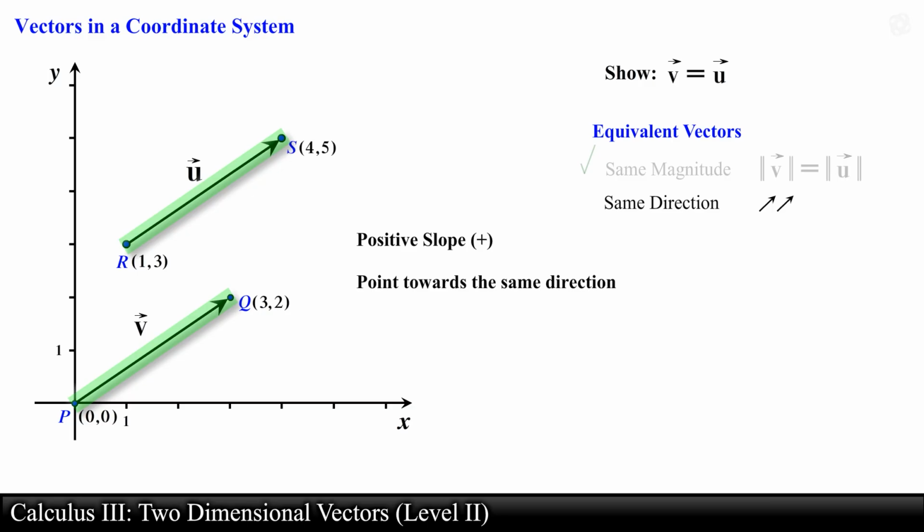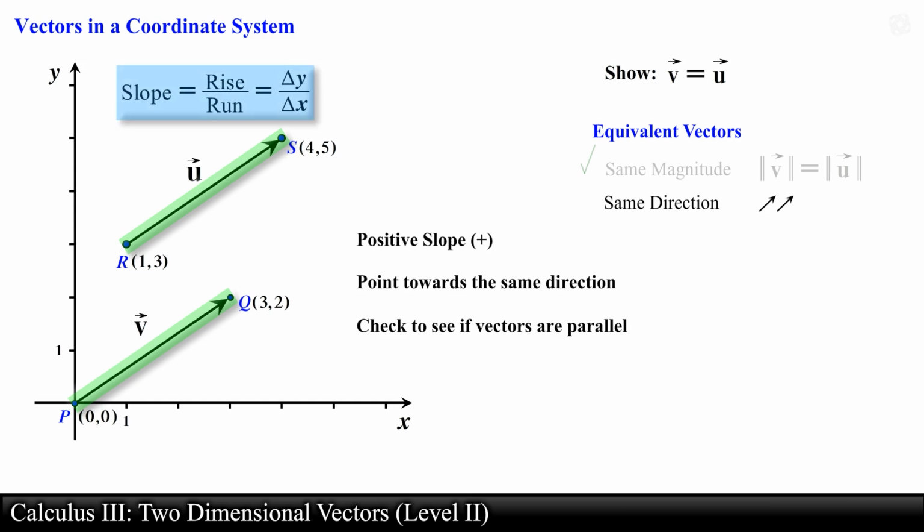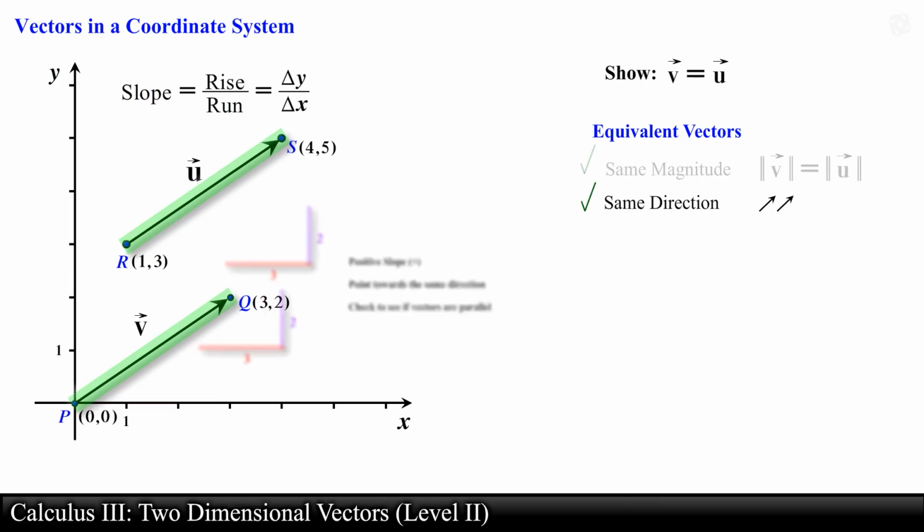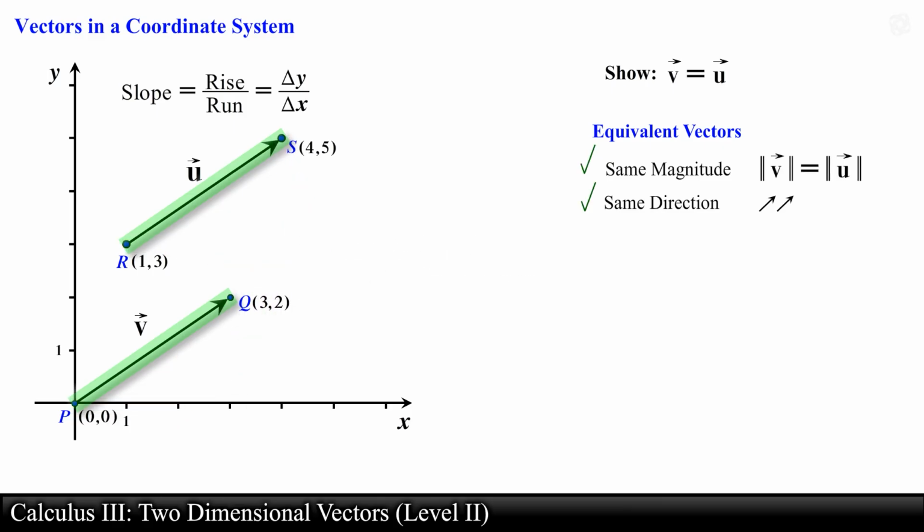In other words, we need to check that the vectors are parallel to one another. We can determine this by calculating the rise over the run for each vector. Vector v has a rise of 2 and a run of 3. Likewise, vector u has a rise of 2 and a run of 3. Both vectors have the same slope, and both vectors are pointing in the same direction. All conditions for vector equivalency have been satisfied. So we can conclude that these two vectors are equivalent.